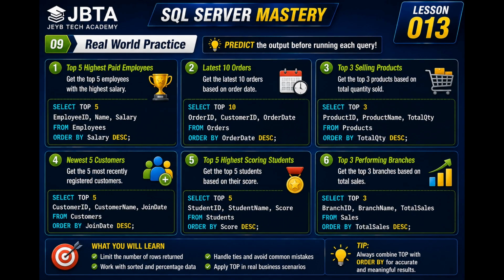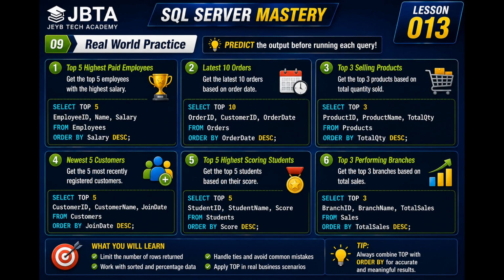Now let's look at an online shopping application. A customer opens the home page and wants to see only the latest 10 products. Using the top clause with the order by clause, SQL Server retrieves only the newest products instead of loading the entire product catalog. This makes the application faster and improves the user experience.